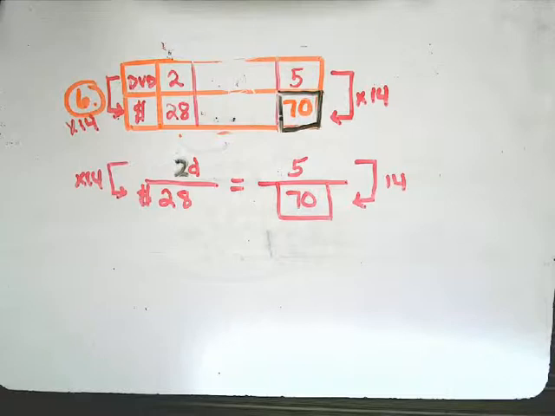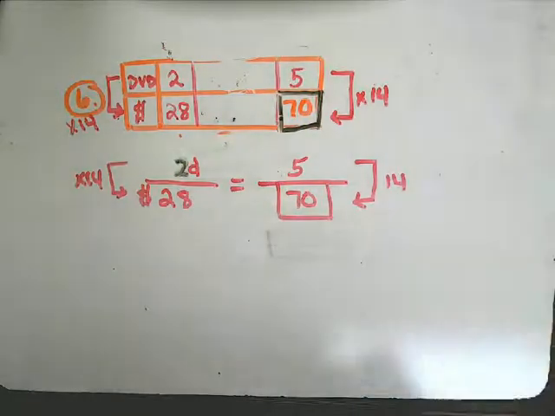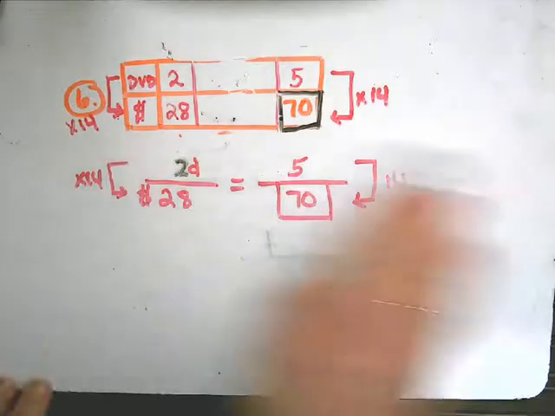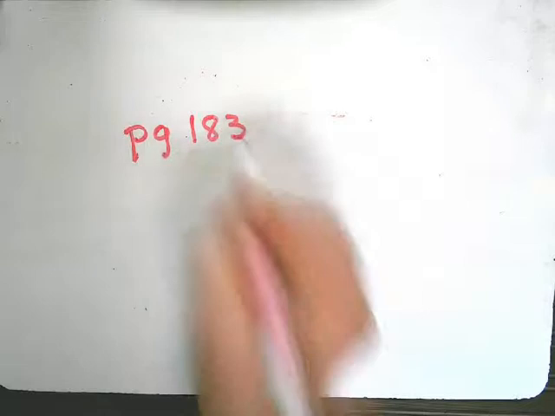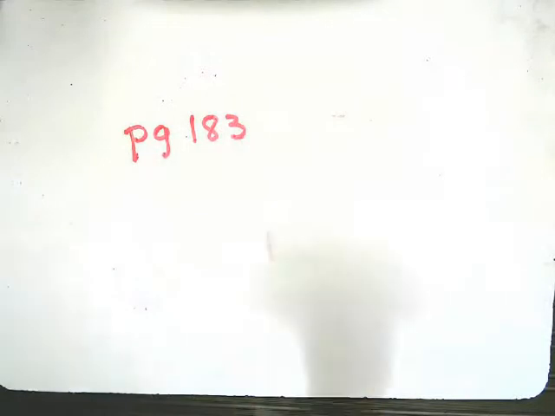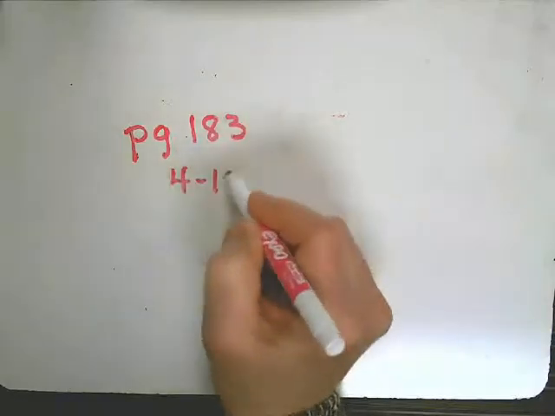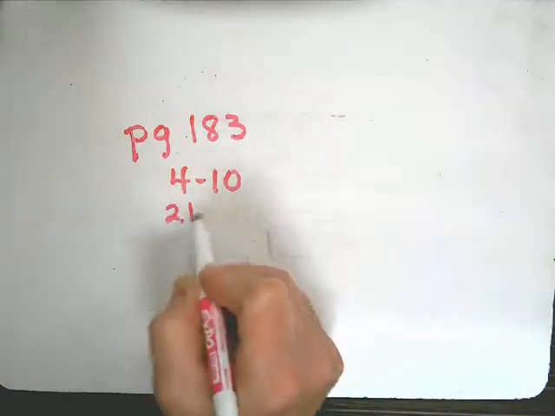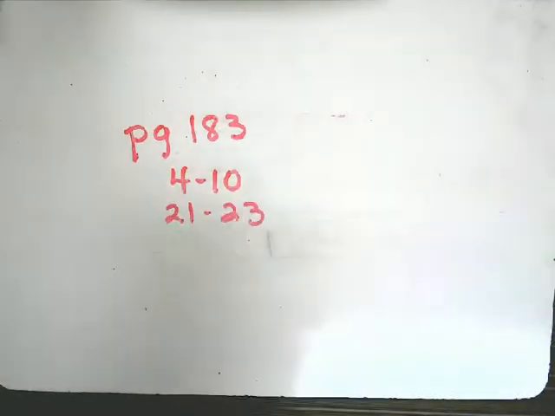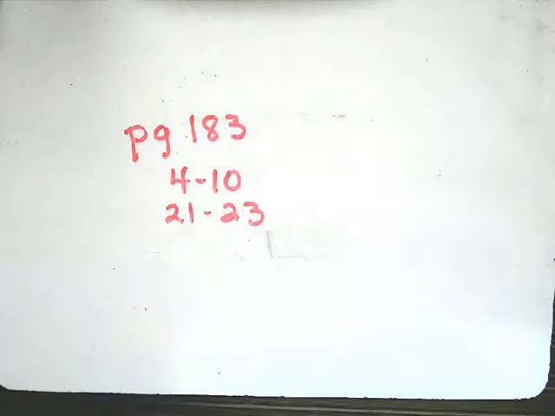Your assignment is page 183. I would like you to do 4 through 10 and 21 through 23. 4 through 10 and 21 through 23. Do it right on this paper.